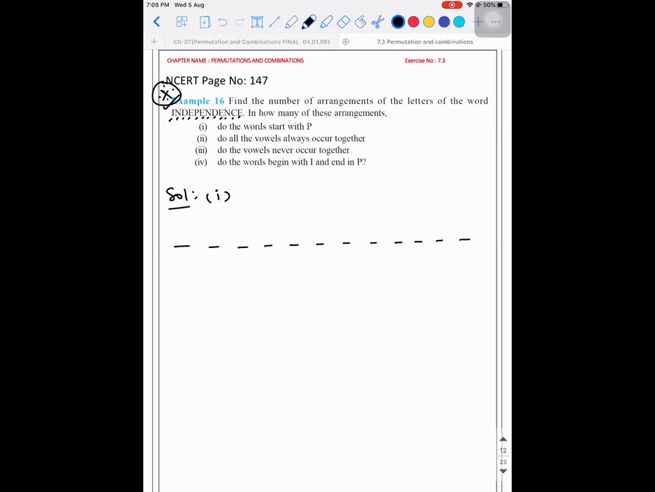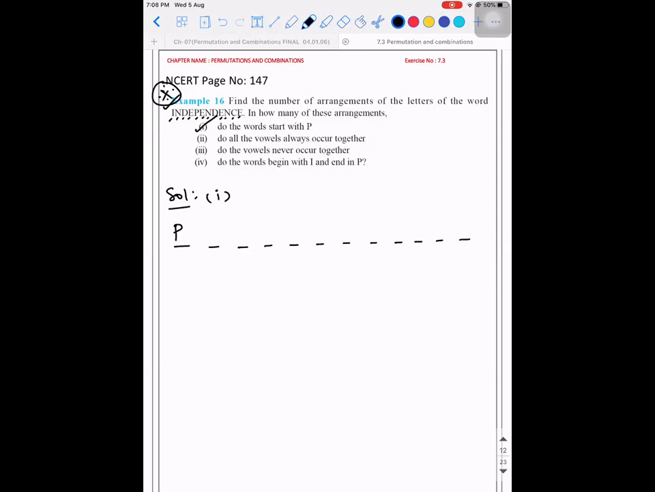So the first question is, you need to do the arrangements in such a way that the 12-lettered word has to start with a P. So what is my duty? I need to fix P here. So P should not take any other place. Is it clear? That is the meaning of it.